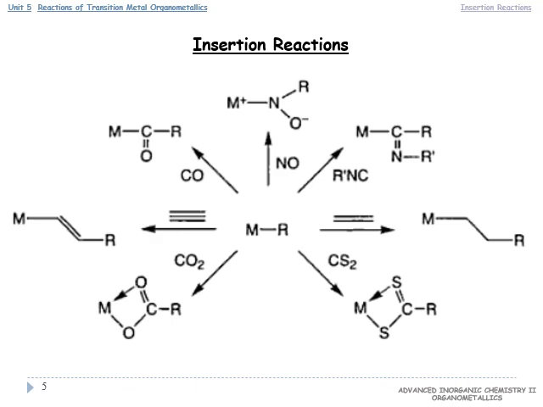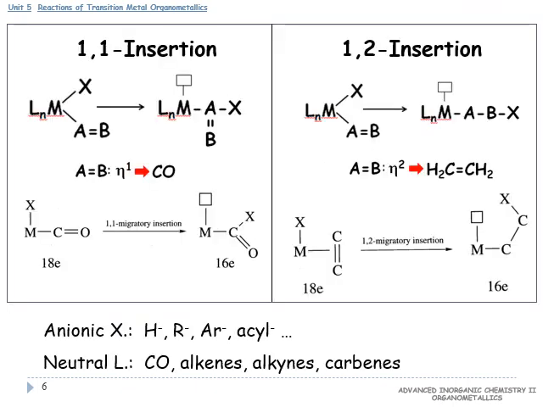This is a general scheme summarizing the insertion reactions. Remember that R is a hydride or an alkyl ligand. Let's highlight those of the carbonyl and alkene ligands, but any other unsaturated molecule can undergo this kind of reaction. There are 2 main types of insertion, 1,1 and 1,2, which are shown in this slide.